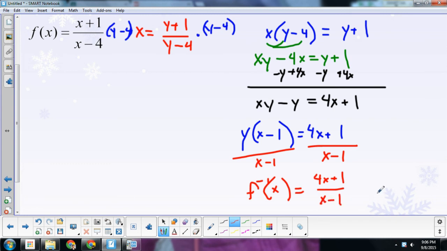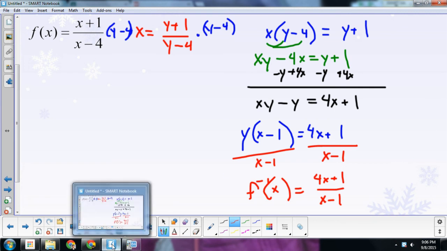So there you have it, working with inverse functions, doing a couple different things with them. We'll do one more quick video, and that will be it for lesson 5.